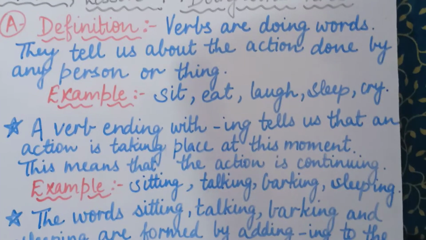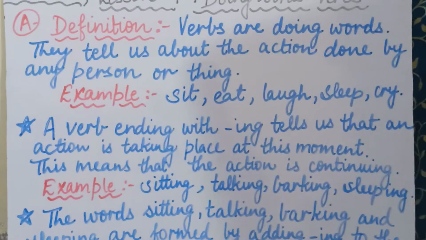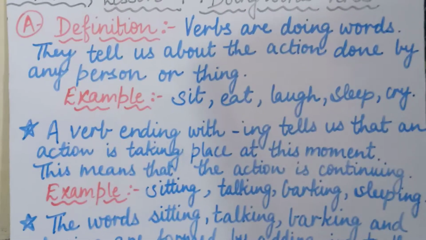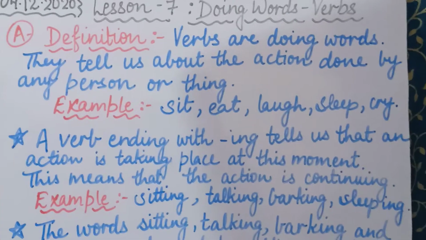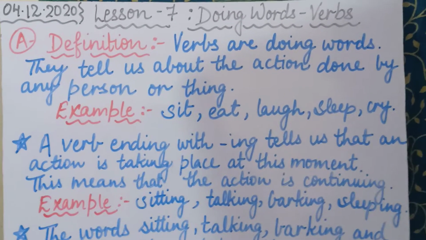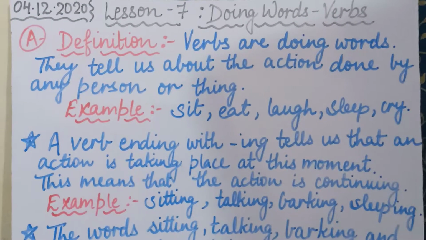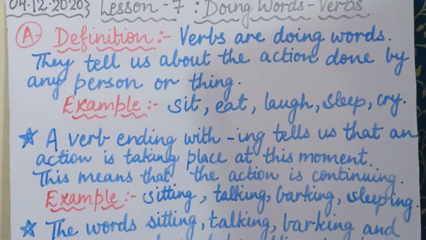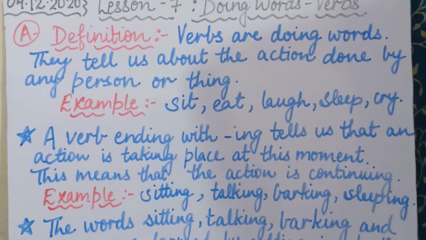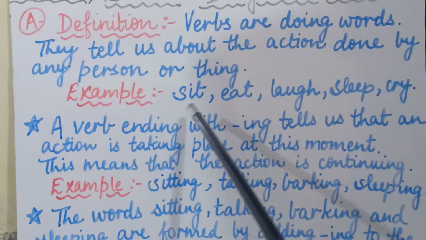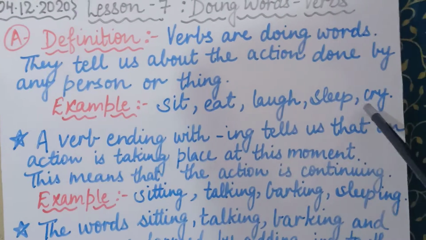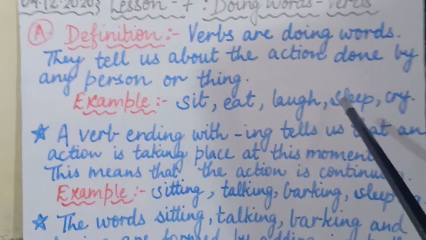If we are doing these things, if we are sitting, when we are sitting, we will say that we are sitting. So sitting will be our verb. Eat, we are eating our lunch, so that means eat is a doing word, and it is also known as verb. Okay, so these are the few examples which I have written here, so you also have to write.